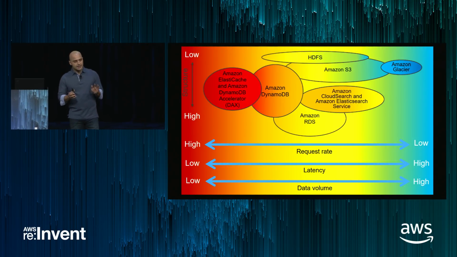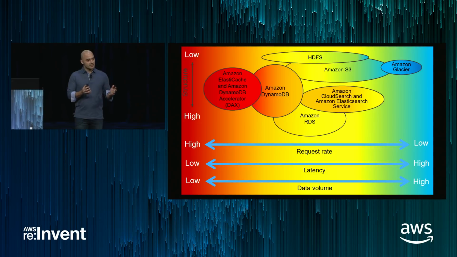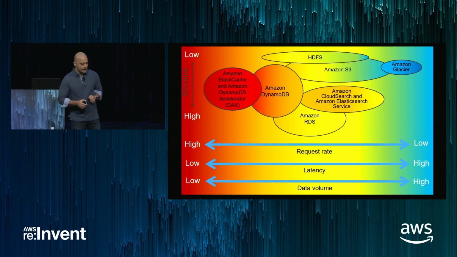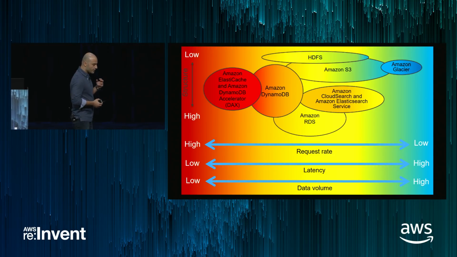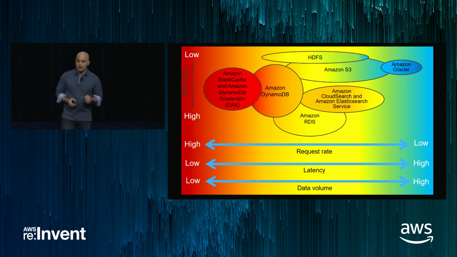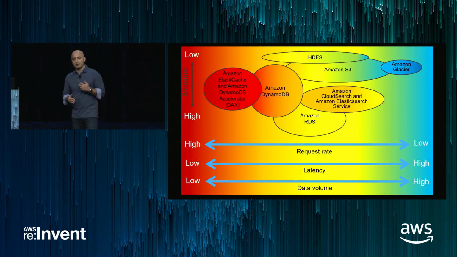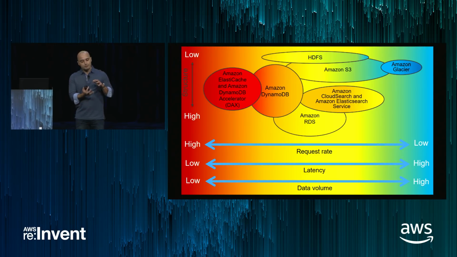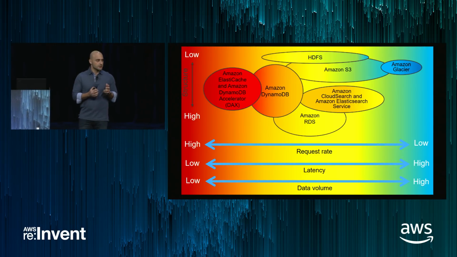So if you were to take a second to think about your data from a temperature gauge, the hot data would be that data that you access most frequently. And if you thought about the characteristics of that hot data, what you would want is the ability to support incredibly high request rates and very low latency. And that's basically where Amazon ElastiCache fits.